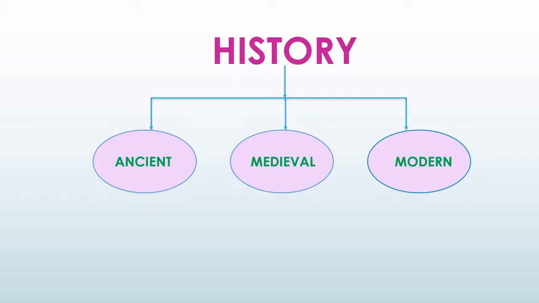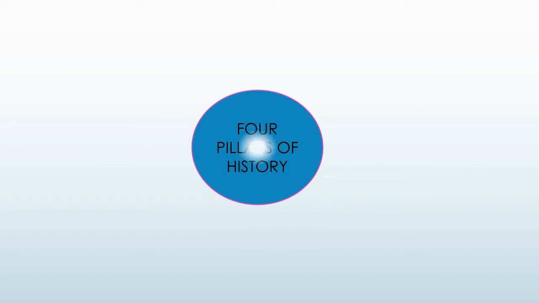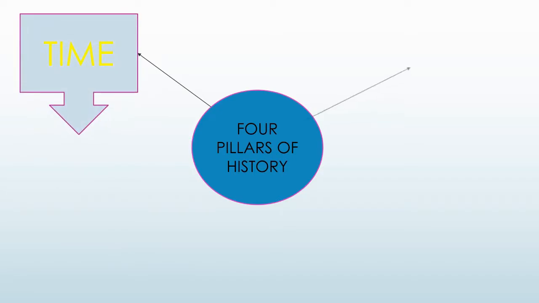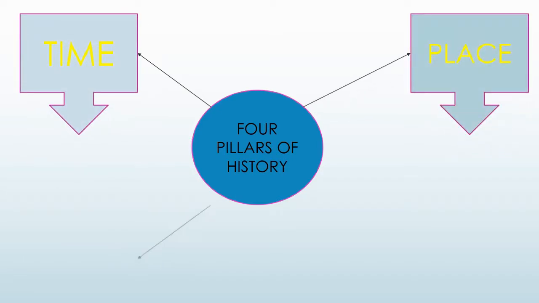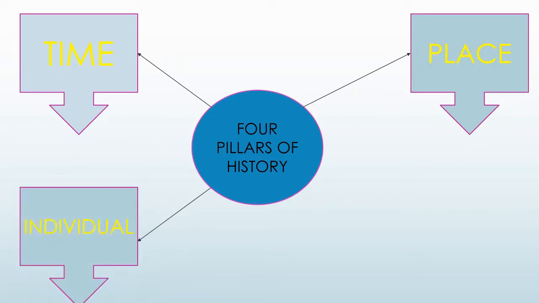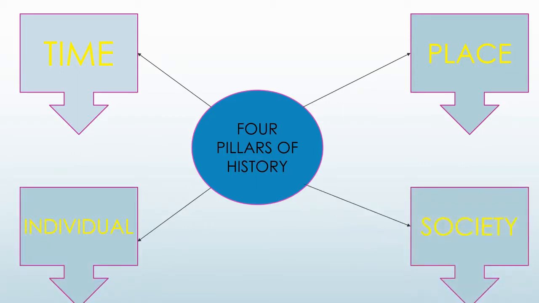Ancient history refers to the past events from the beginning of writing and recording of human history. Now this writing and recording of human history were done with the help of 4 major pillars. That is time, place, individual and society. These were the 4 pillars.